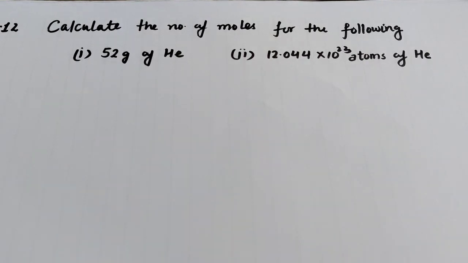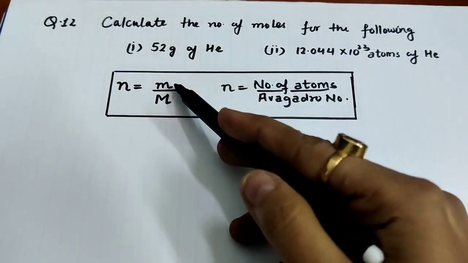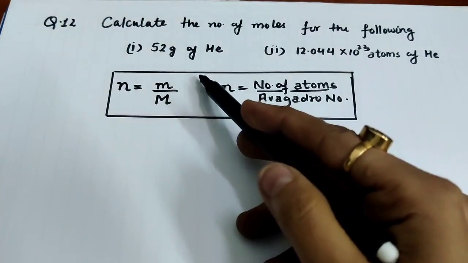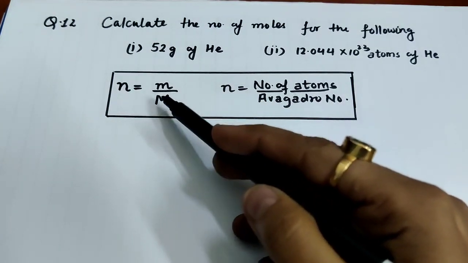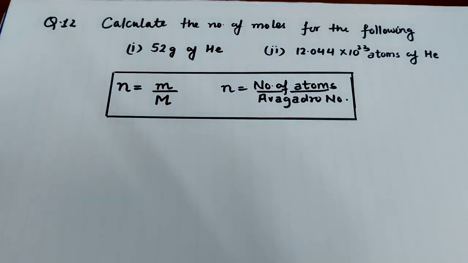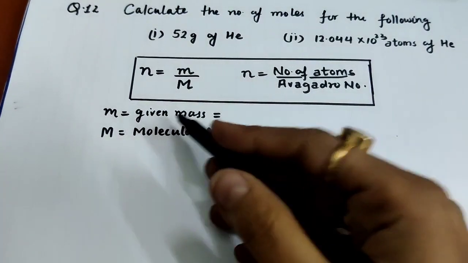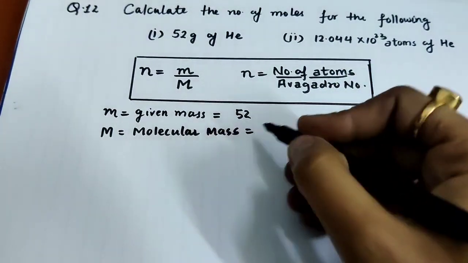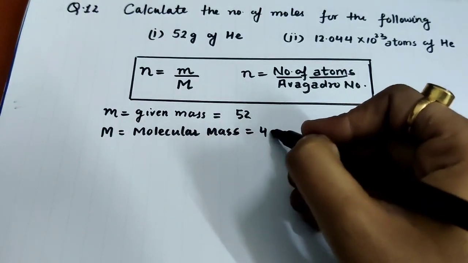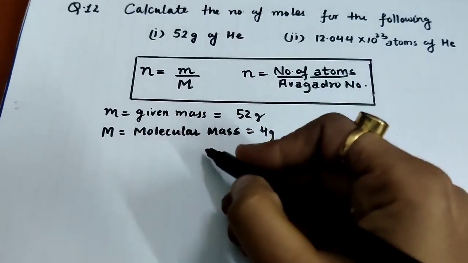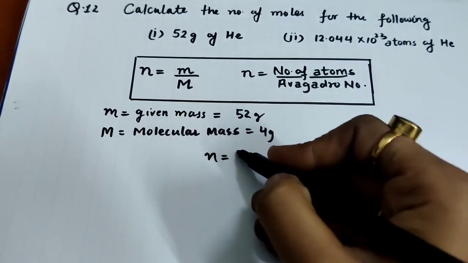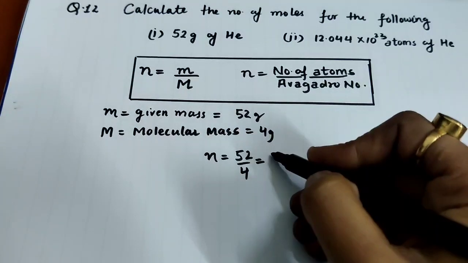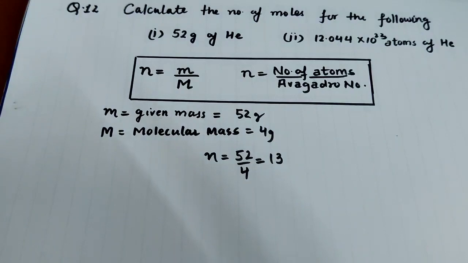So for the number of moles n, we are going to use this formula. There are two formulas here, where m stands for given mass and capital M stands for the molar mass. So in this case the small m, given mass, is 52 gram and the molecular mass of helium is 4 gram here. So when we calculate the number of moles, it is equal to 52 divided by 4 and it comes out to be 13 moles.